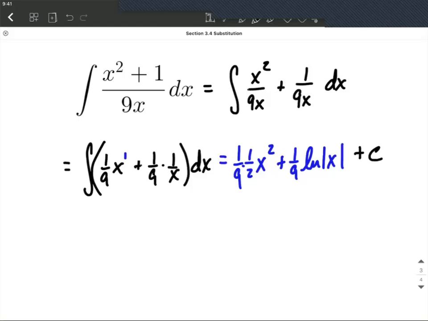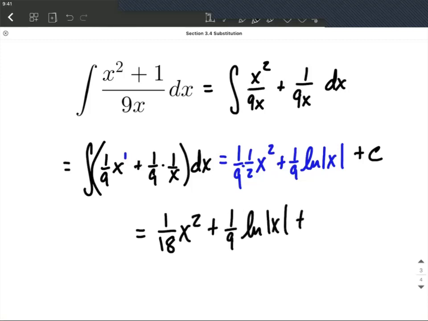So to finish this up, let's clean it up just a little bit. We can say 1/9 times 1/2 is 1/18 x squared plus 1/9 natural log of the absolute value of x plus c. So I hope this helps out.